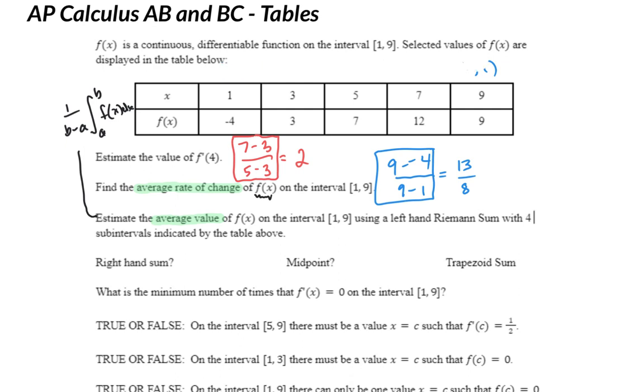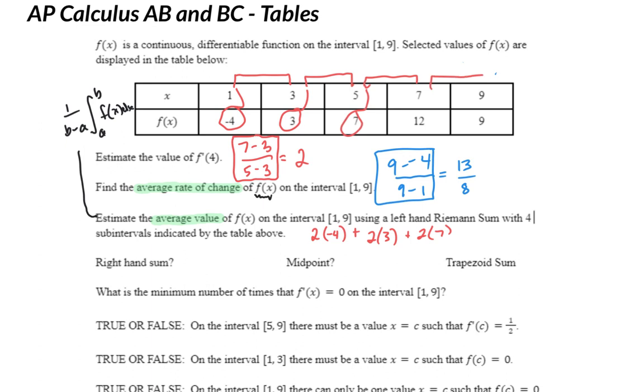I always think about it this way. The first rectangle is going to go from 1 to 3, so its base is 2, and the height, the left side, sets the height on a left-hand sum, so negative 4. It's okay that it's negative. The next rectangle goes from 3 to 5, so the base is still 2, and let the left side set the height, so 2 times 3. Next one, base is 2, height is 7.